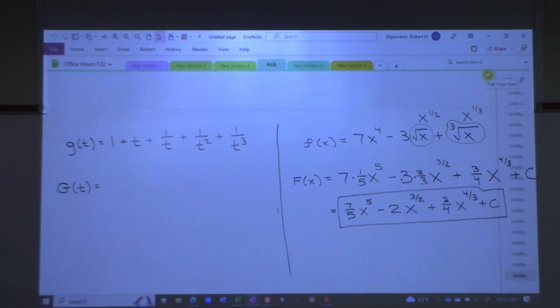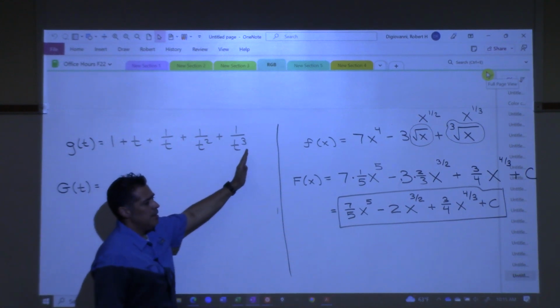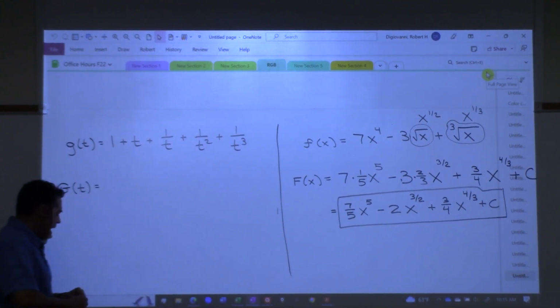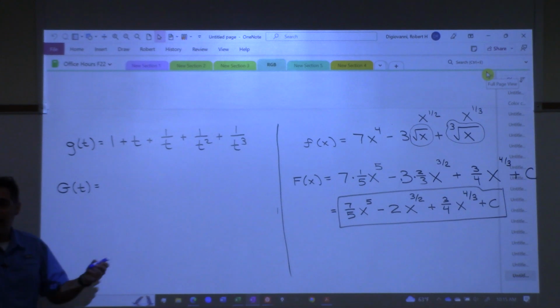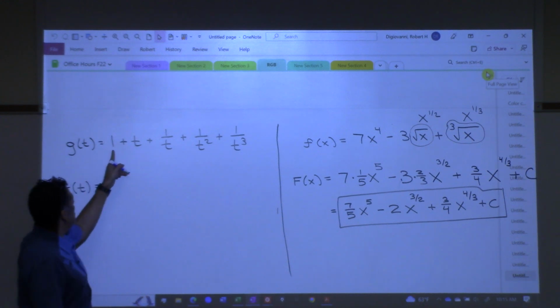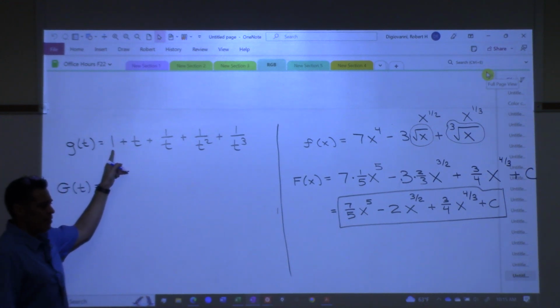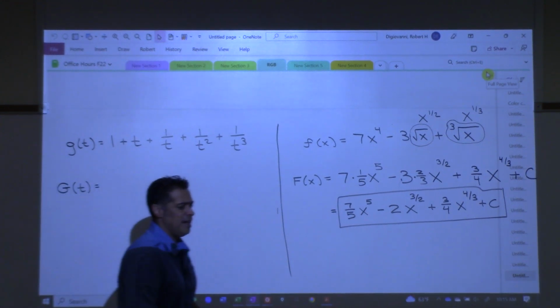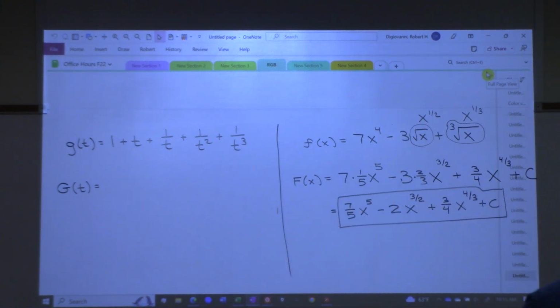Can I do those individually? Yes, I can do them individually. Now, I cannot treat those as fractions. I need everything to be like t to a power, right? So this one I should be able to find the antiderivative of, right? What's the antiderivative of 1? Just t, right? Not x, because our variable here is t. So we should just have t.